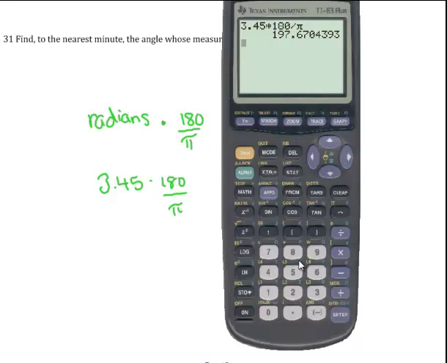But they want it to the nearest minute, so I'm going to go into angle, which is right here in my apps, and I'm going to choose number 4. I'm going to take my answer and turn it into degrees, minutes, seconds. So my final answer is I have 197 degrees and 40 minutes.